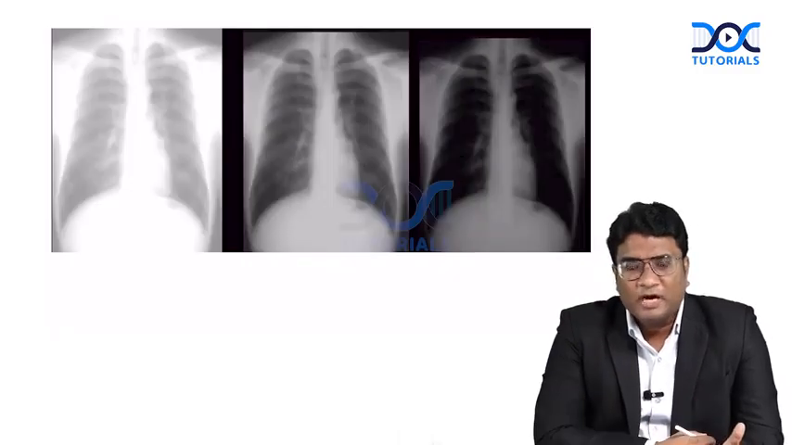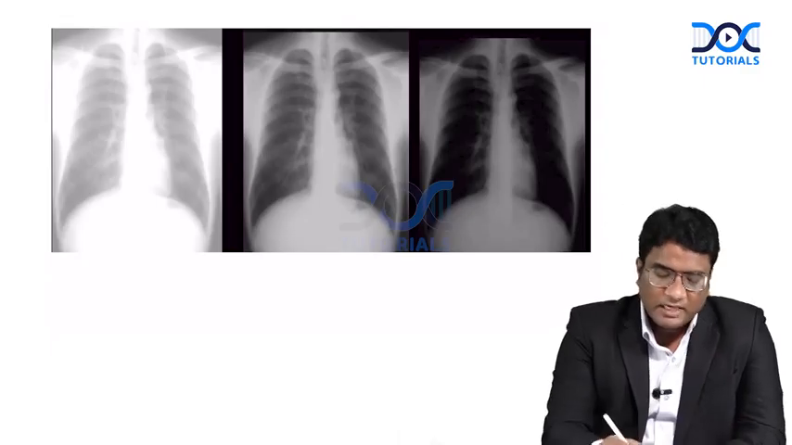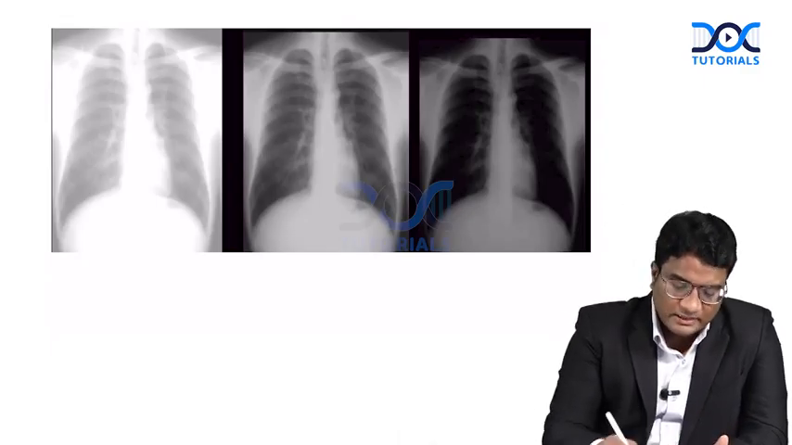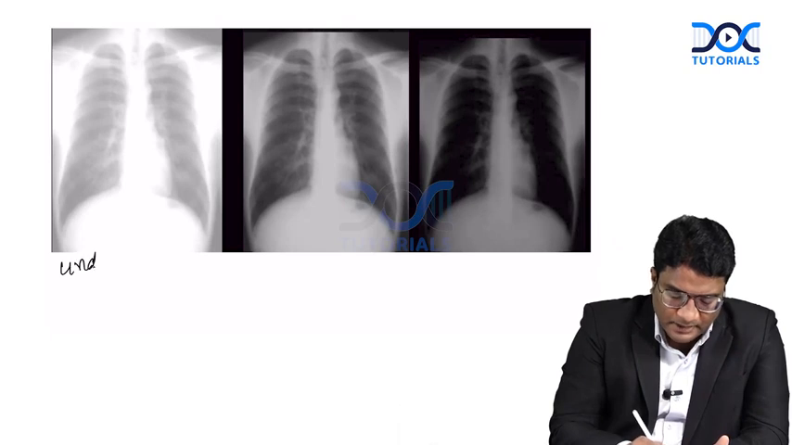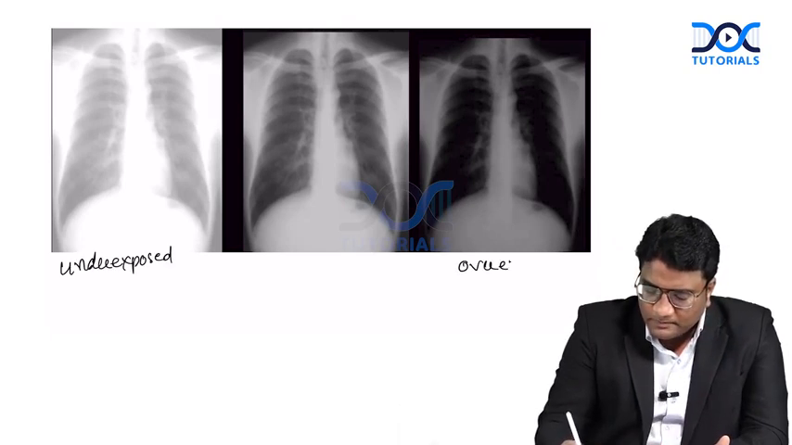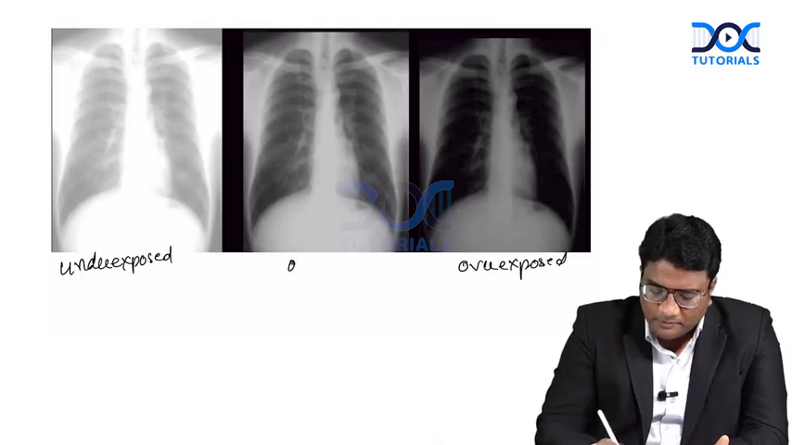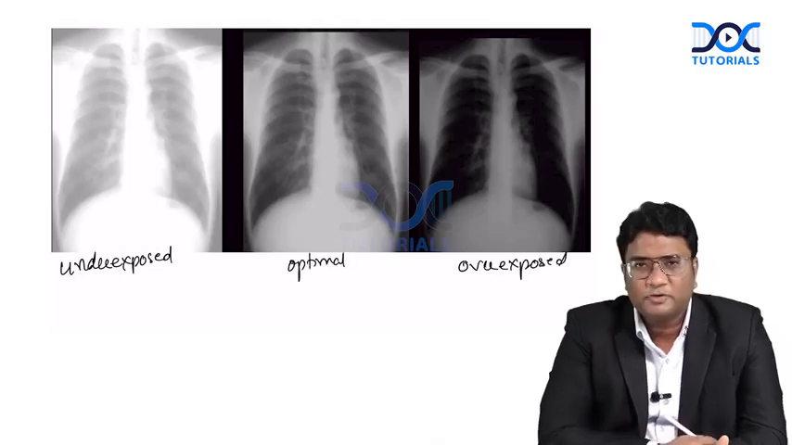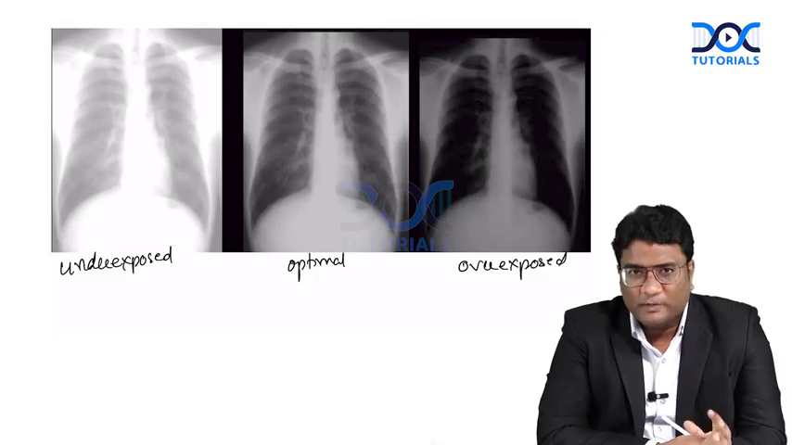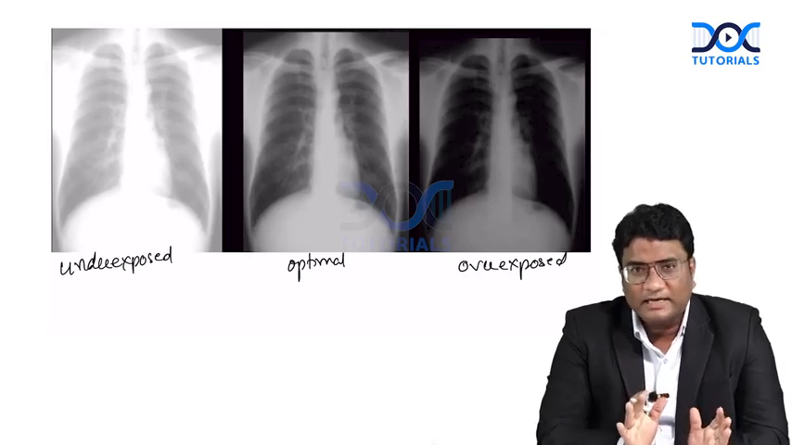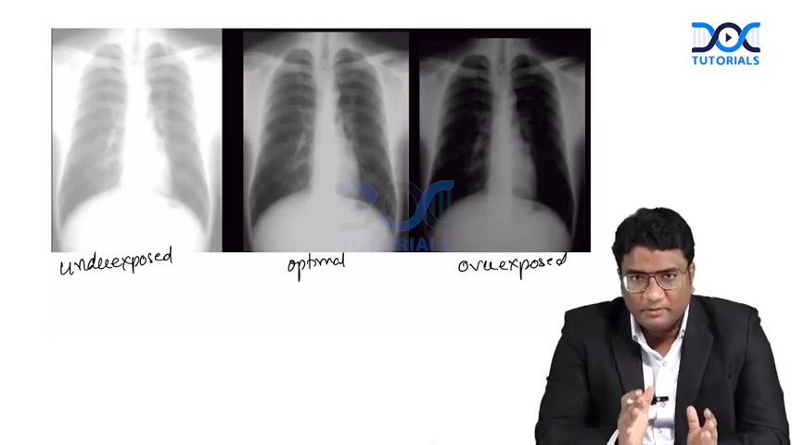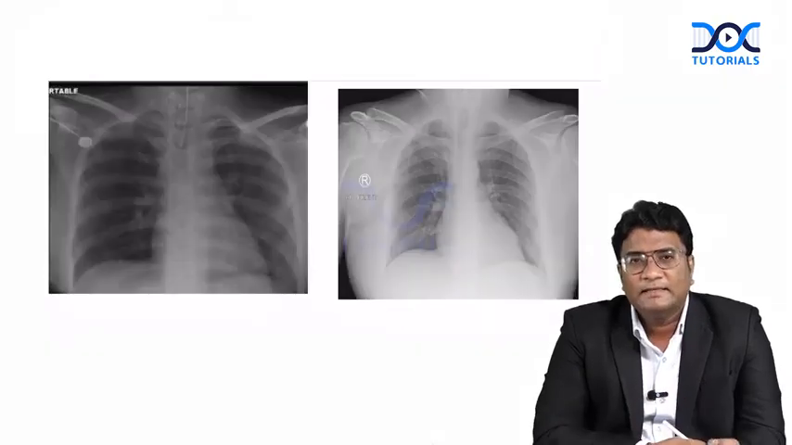And also remember how the exposure of the film is. If the film appears whitish, this is an underexposed film. If it is more dark, this is overexposed. This is an optimal chest radiograph, optimal exposure. So if the film is appearing more whitish to you, it is an underexposed film. If it is appearing very black to you, it is an overexposed film, right? So you should just get an idea whether it is an underexposed film, an optimal exposure, or overexposure.